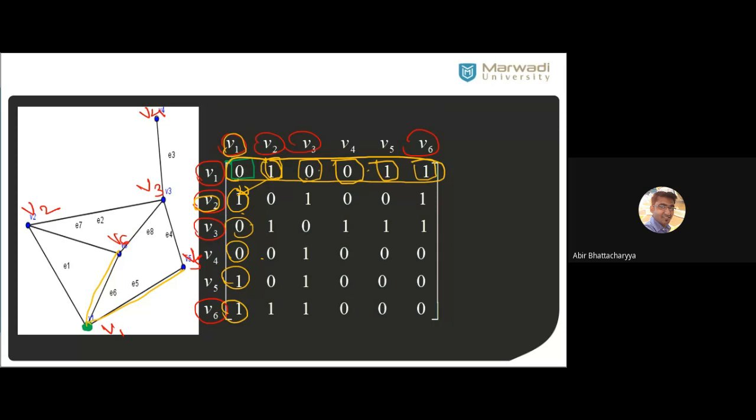Assuming that we have a self loop at V2, okay? Yeah, this is 1. Yeah, quite correct thinking, but it's not 1.